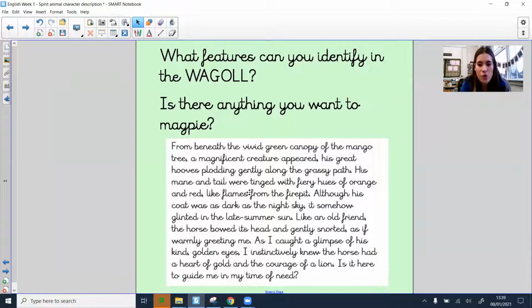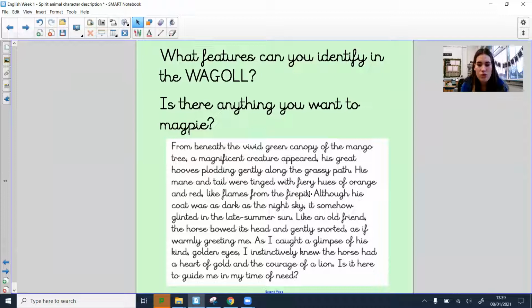Its mane and tail were tinged with fiery hues of orange and red, like flames from a fire pit. Now, using this phrase, like flames from a fire pit, it's a simile. And you've done a little bit on metaphors and similes last year, but we're going to look a bit deeper into that today. But that is a simile because it's saying they are like flames from a fire pit.